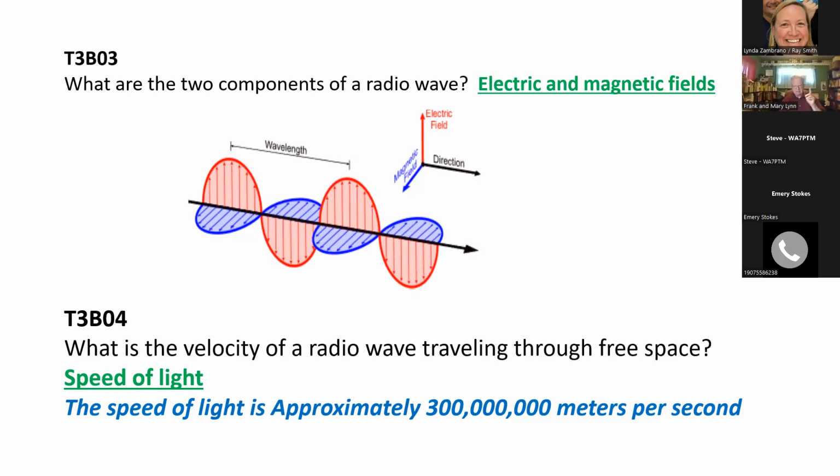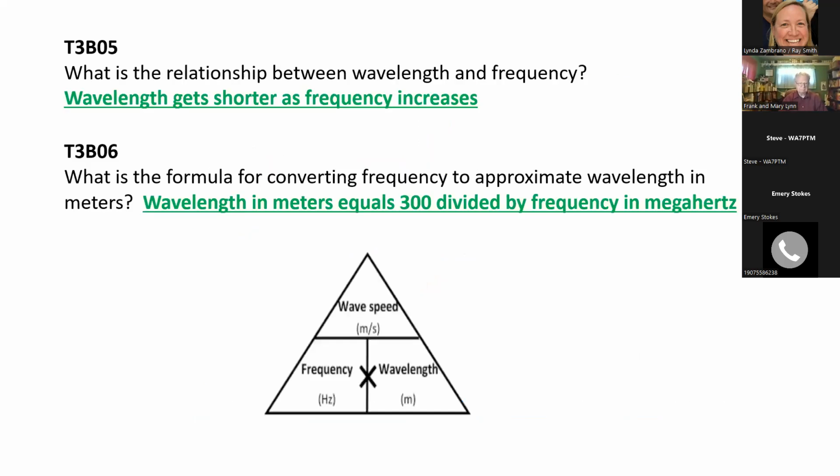And I do that deliberately so that you'll see why later when we start talking about our frequencies are in megahertz. So if you're 300 mega meters per second and you're in megahertz, then it becomes easy to calculate the wavelength. What is the relationship between wavelength and frequency?